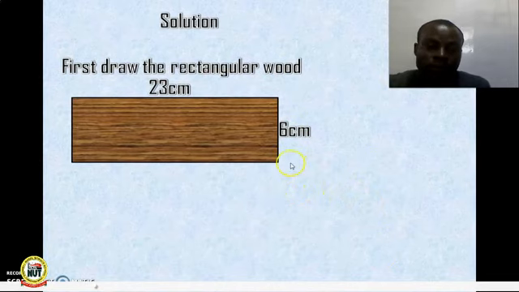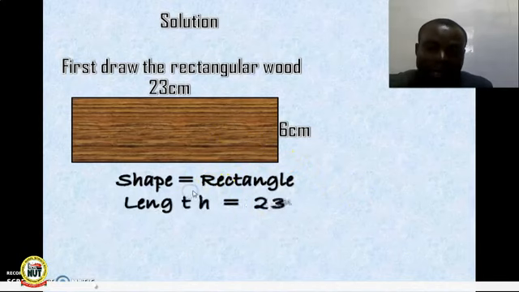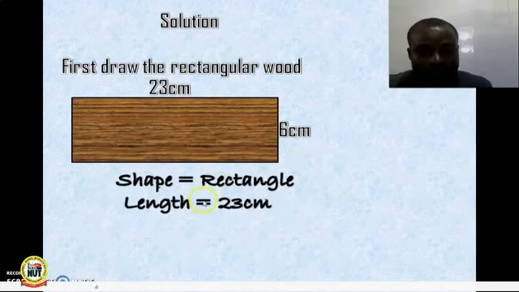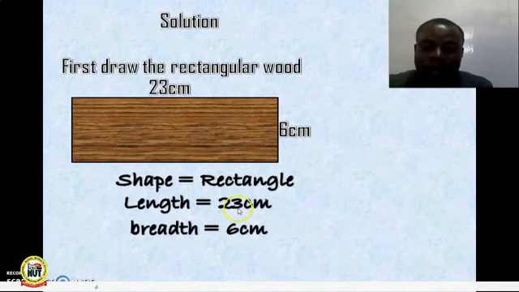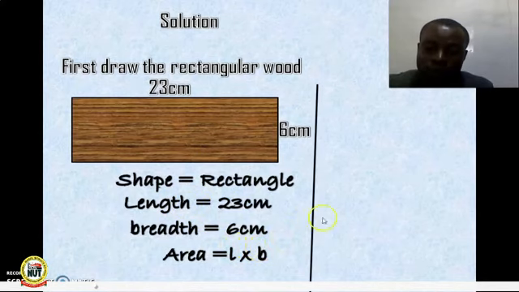Good. So from this point, we can write that the shape is a rectangle. Then the length is what? 23 centimeter. And the breadth is what? 6 centimeter. Very simple. So once you identify your length and breadth, you proceed to the what? Formula. And the formula is what? Length times breadth. Okay? So from this point we substitute.